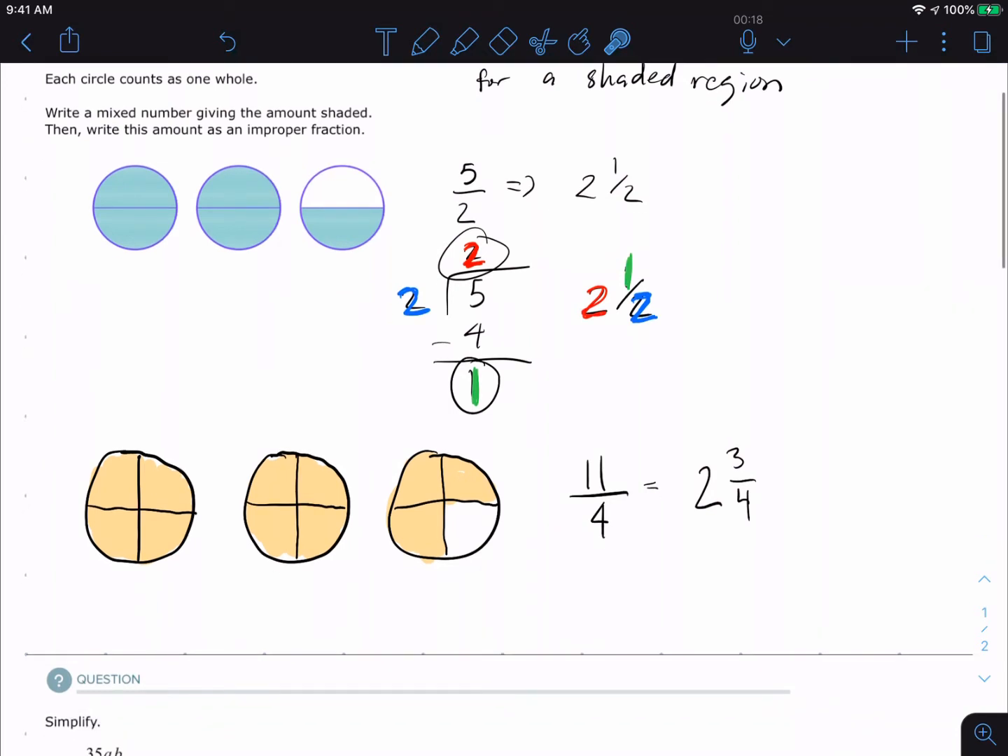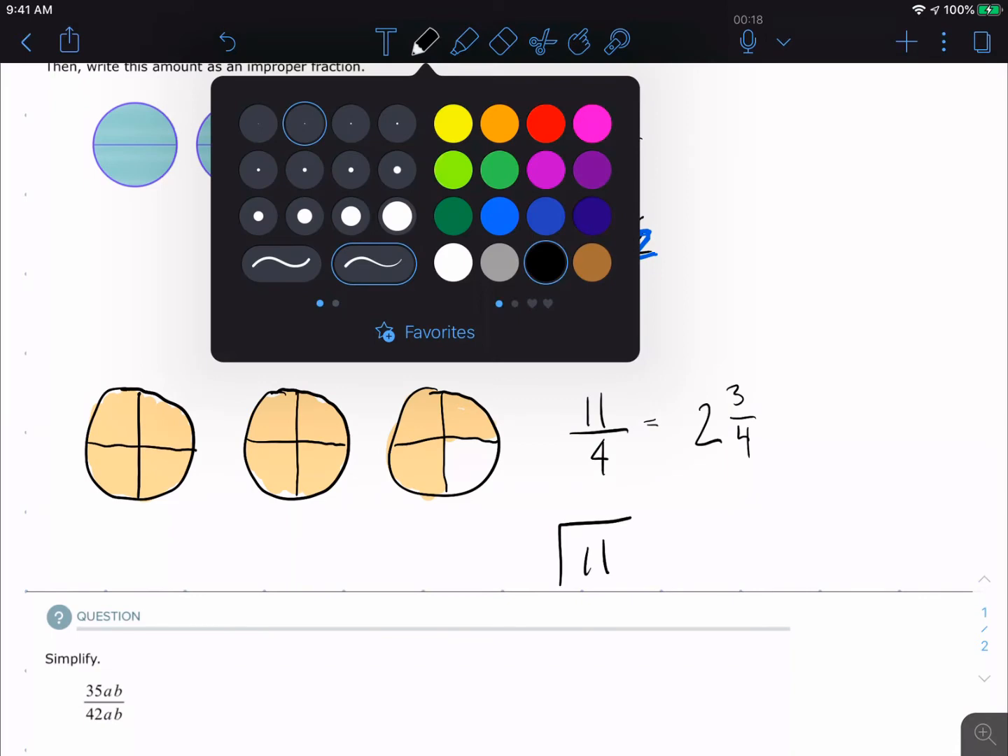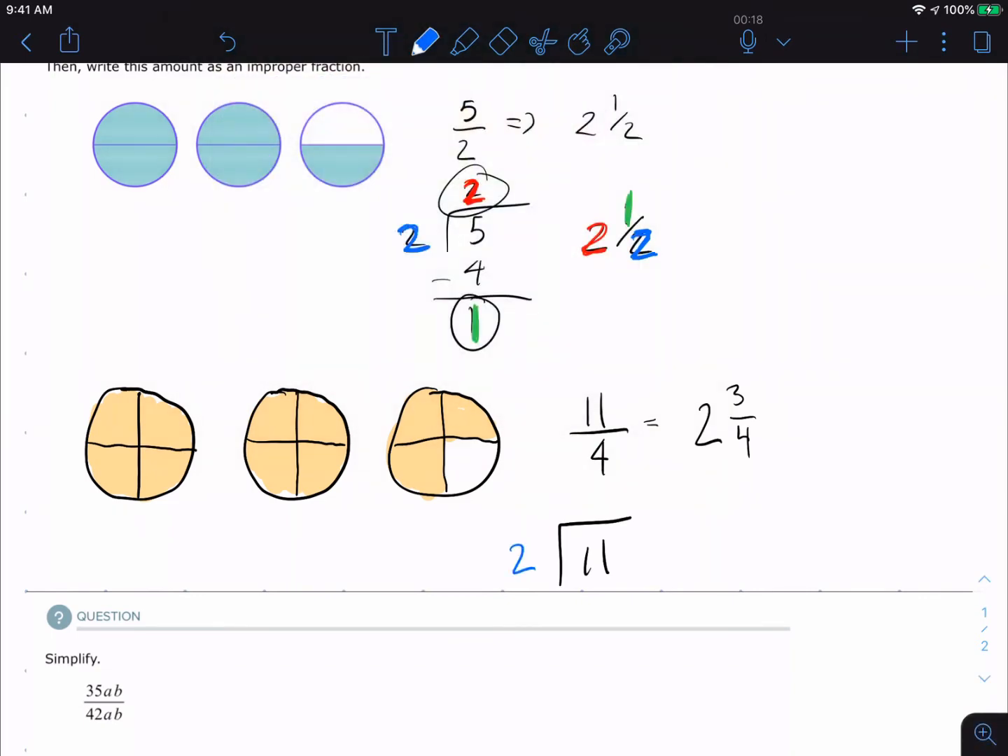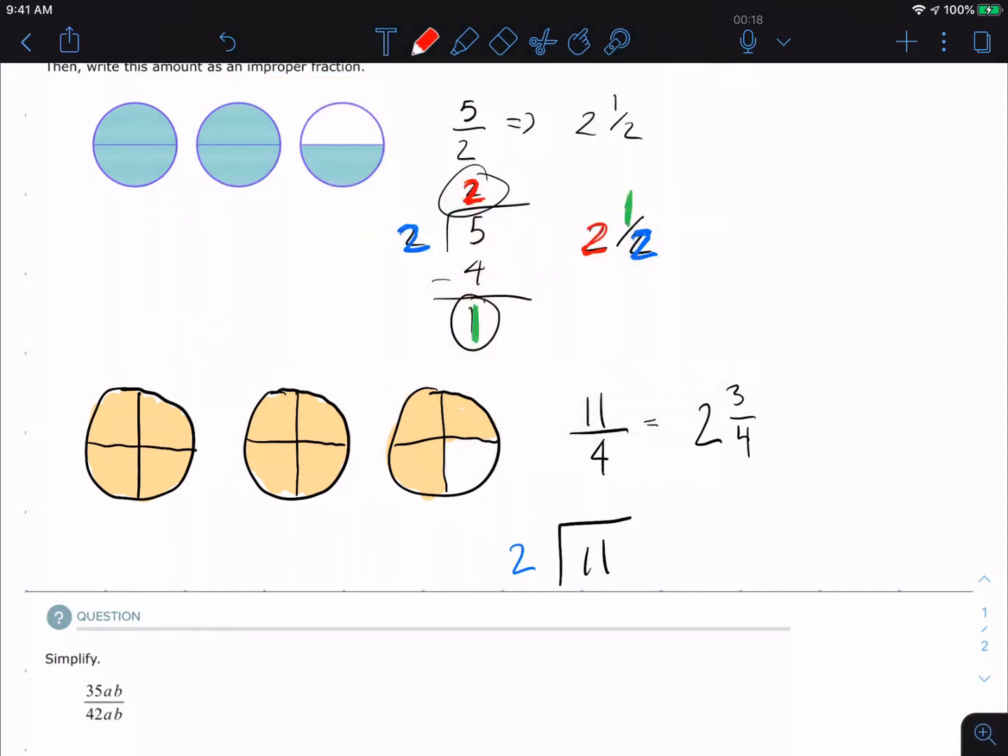Okay, no problem. So to do that, I'm going to take the numerator, so that's the 11, and then I'll use a different number for my divisor. What did I use? I used blue. So this is the blue number. Now, how many times does 2 go into 11?